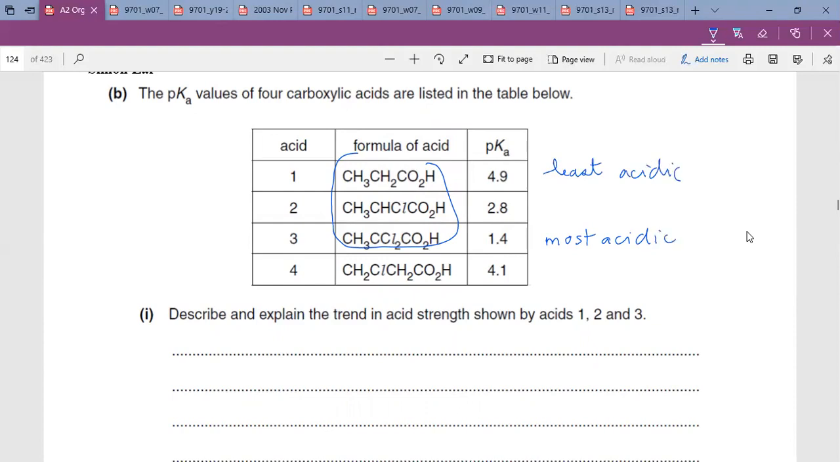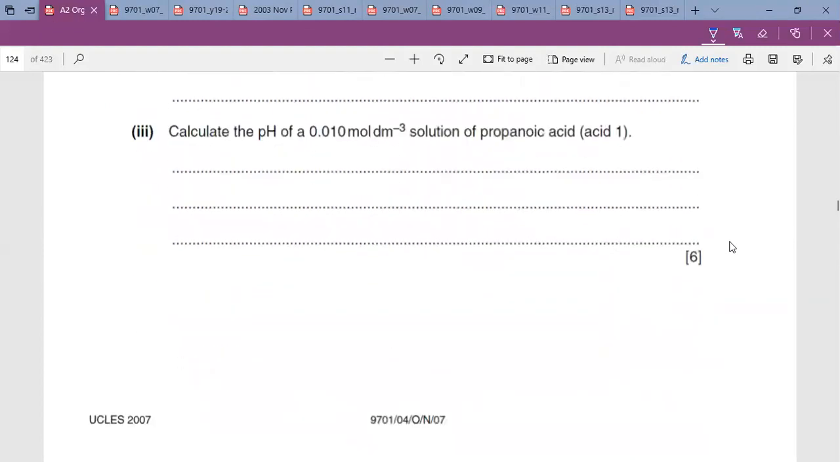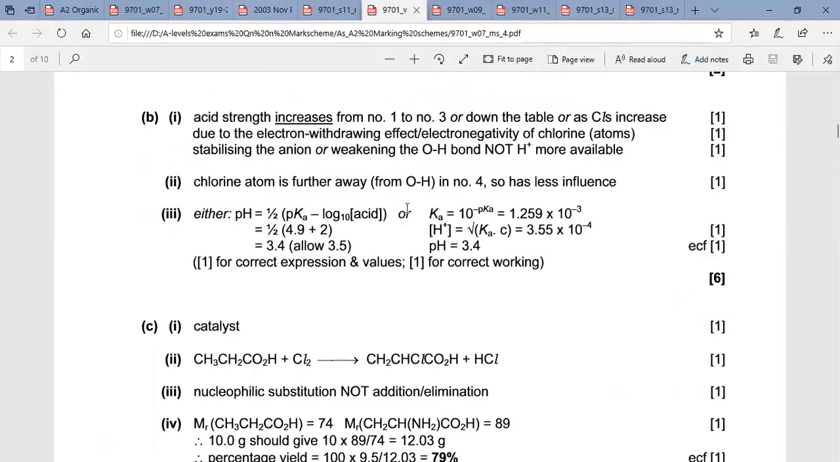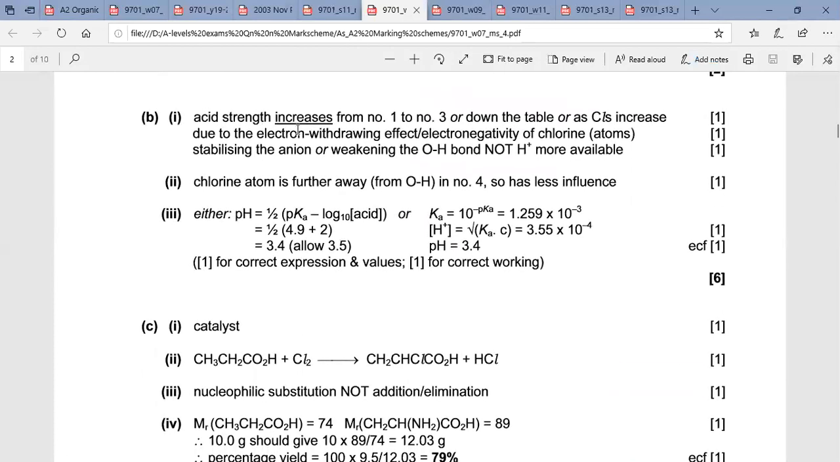Now why? You can see the argument here. Acid strength increases from 1 to 3, going down the group, okay? Now, there are two arguments here.